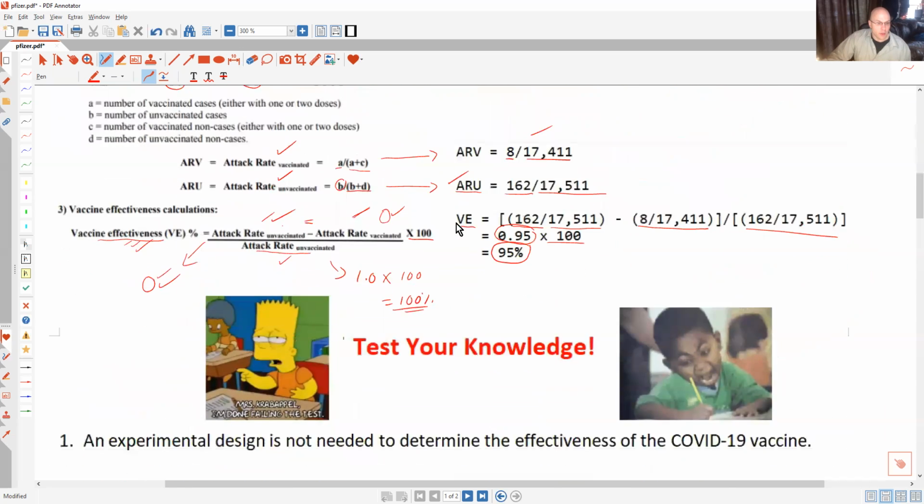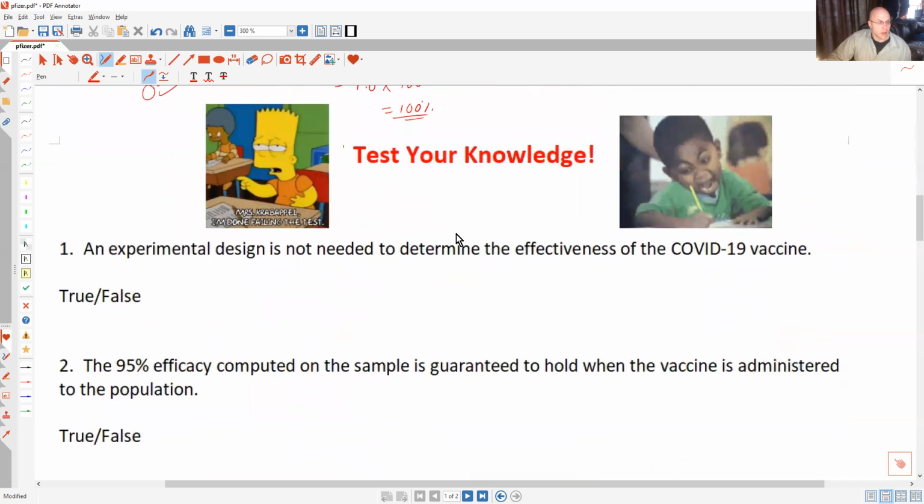Okay, let's do a quick test of knowledge. I'm going to read the question and then allow about 5 seconds for you to think about the answer. Then I will give the answer and then we will recap it. So number 1, an experimental design is not needed to determine the effectiveness of the COVID-19 vaccine. True or false?